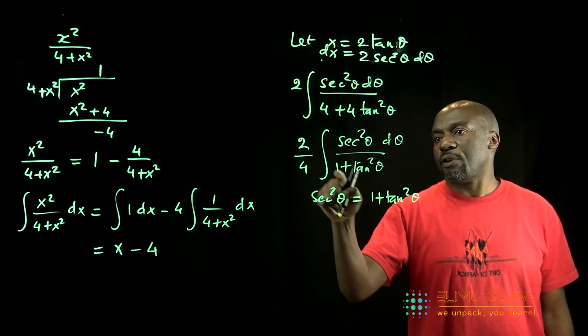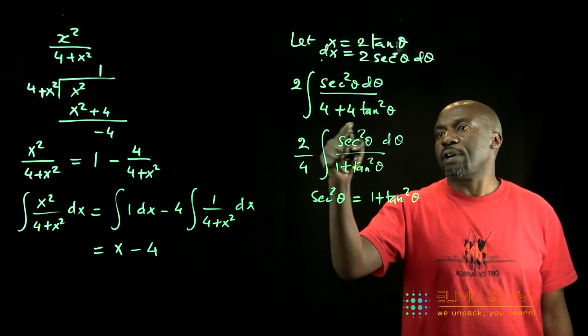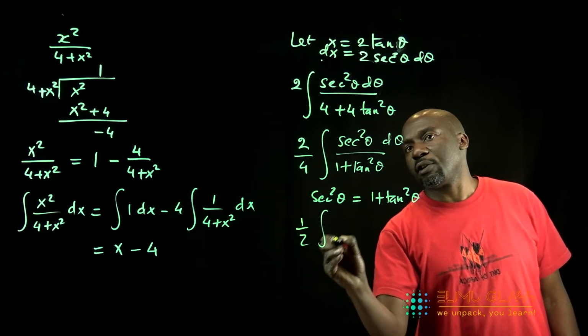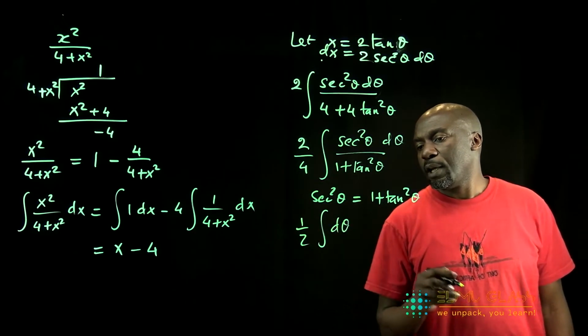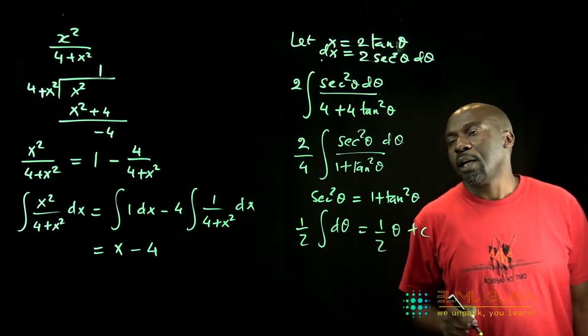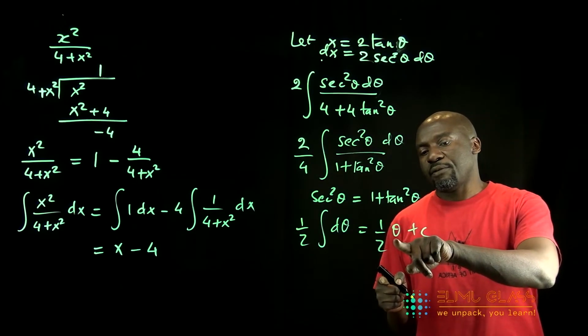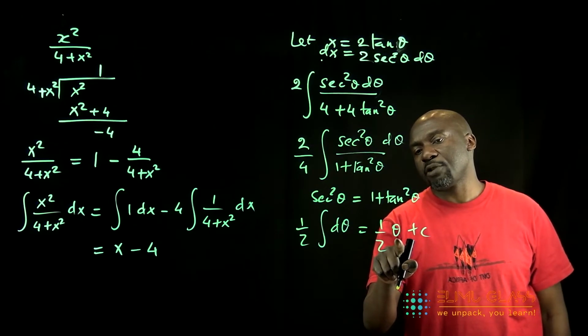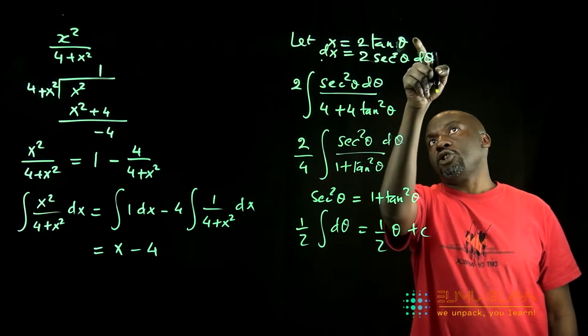So therefore this term here is effectively the same as that, and that means that this is just a half integral of d theta, which is the same as a half theta plus c. All right, now we need to know what the value of theta is, we have to get it back in terms of x. That is our substitution there.